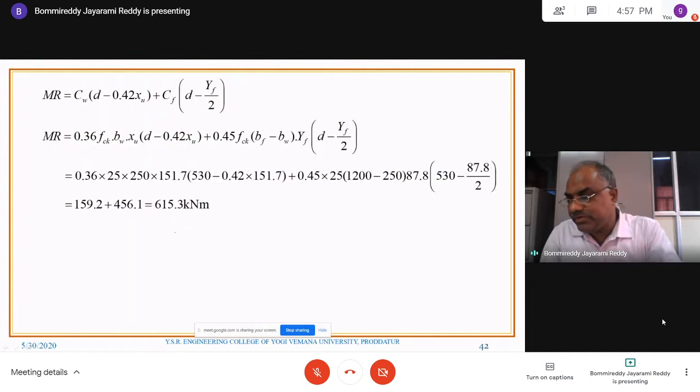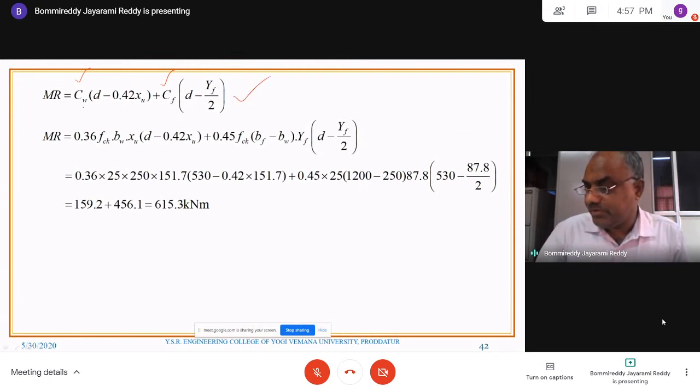Whenever it is an under reinforced section, the moment of resistance is governed by two terms. What are the two terms? CW, that is the web part, and also the flange part, into D minus this. So use this appropriately because this is the compressive force CW, with its lever arm. Compressive force of the flange multiplied by its lever arm, and substitute. Finally, you will get the moment carrying capacity of the section. So only understanding this formula is more important.